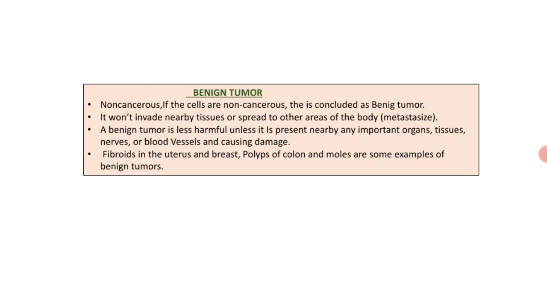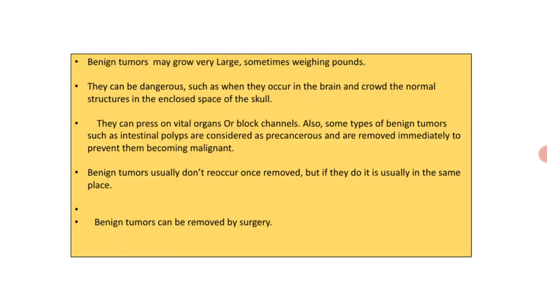A benign tumor is less harmful unless it is present nearby any important organs, tissues, nerves, or blood vessels, causing damage. Fibroids in the uterus and breast, polyps of colon, and the moles are some examples of benign tumors. Benign tumors may grow very large, sometimes weighing pounds. They can be dangerous, such as when they occur in the brain and crowd the normal structures in the enclosed space of the skull. They can press on vital organs or block channels.